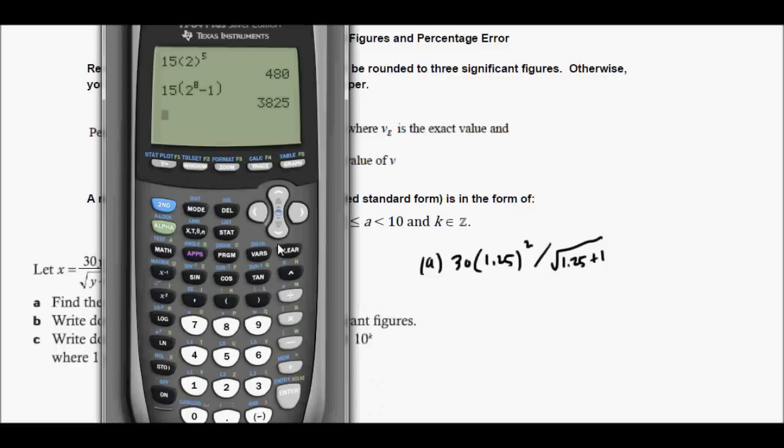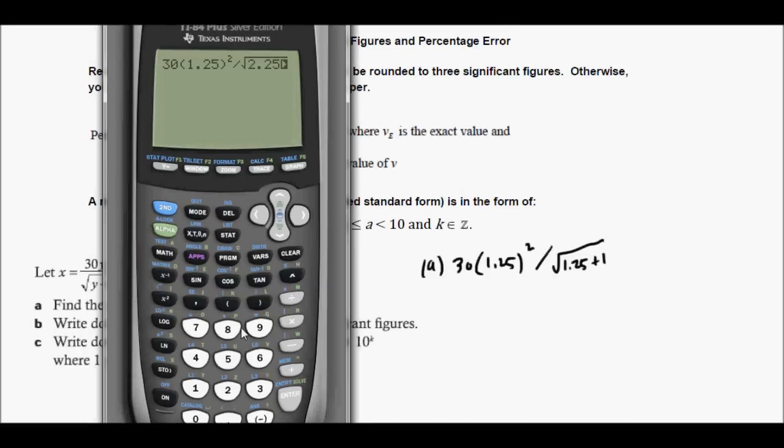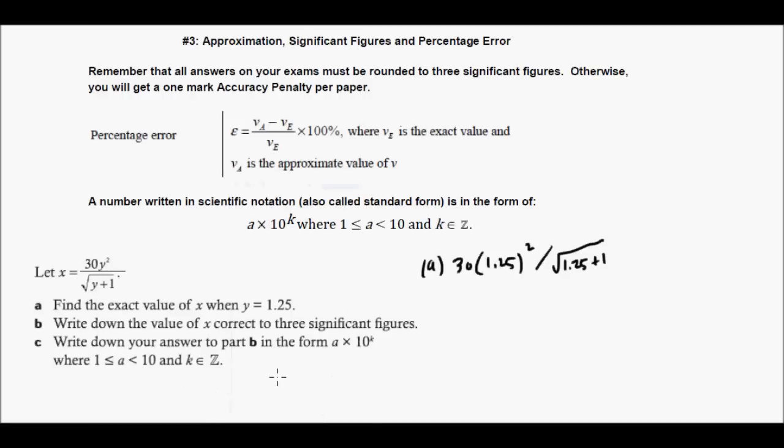Turn it on, we go 30 times 1.25 squared divided by the square root. Oops. We don't want that. Okay, second square root. There we go. It'd be 2.25, right? And so we just do enter on that. 31.25. Okay, so we're good on that.